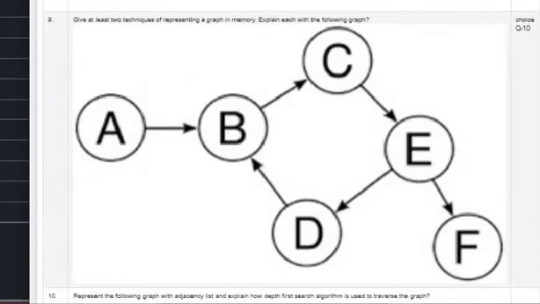Question 9. Give at least 2 techniques of representing a graph in memory. Explain each with the following graph.